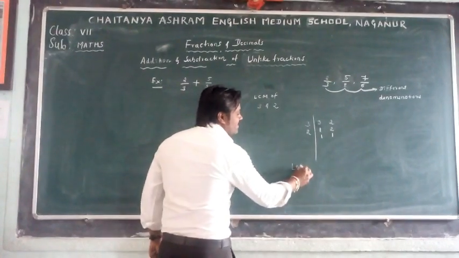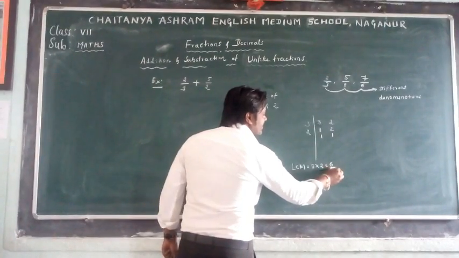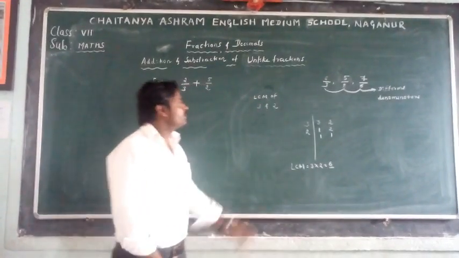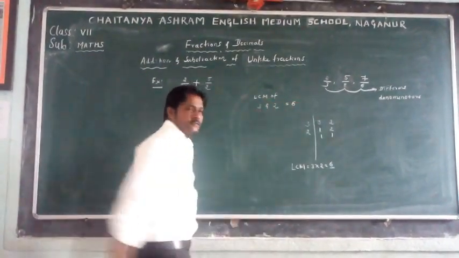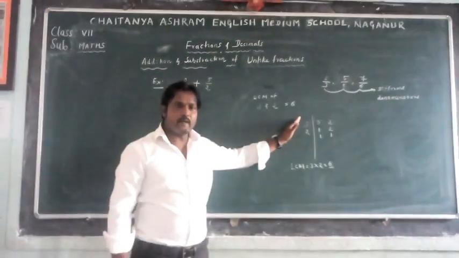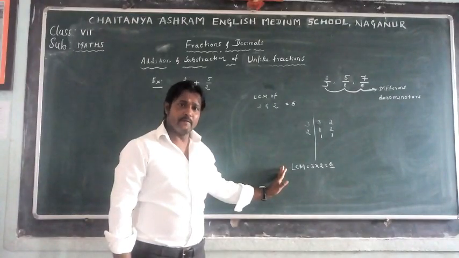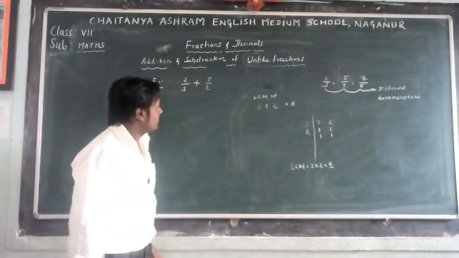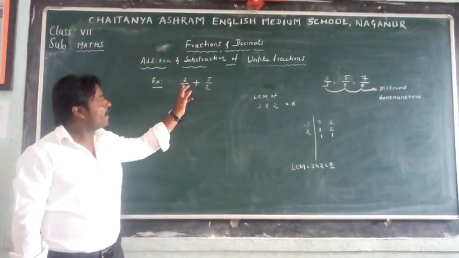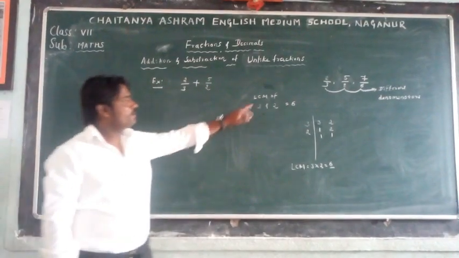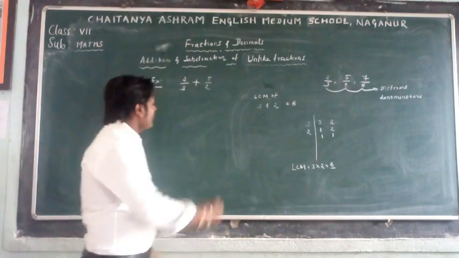Therefore, LCM 3 into 2, that is 6. 6 is what? LCM of 3 and 2. So what is the LCM of 3 and 2? 6. Here just I showed how it is 6. Yes, this you are doing since 5th standard. Okay. Now, what is the first step to add any two or more unlike fractions? First step is find the LCM of denominators and then make a fraction.